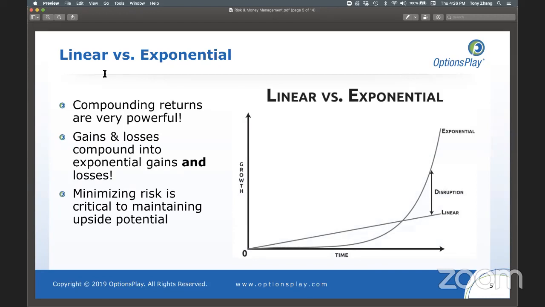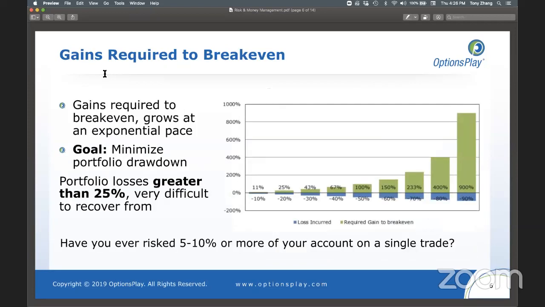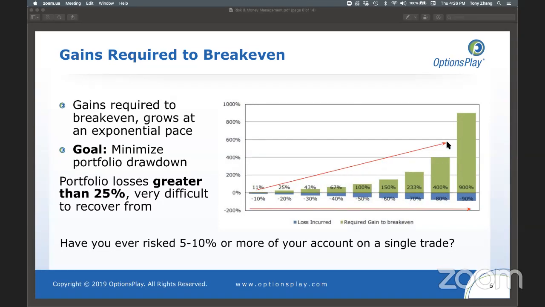So once we understand the linear and exponential function difference, we want to take a look at some of the math behind this. The first one I want to look at is the gains that are required to get back to break even after a loss. If you have a loss, how much does it take to get yourself back to break even? What I have here on the chart is simply the loss that you incur in your portfolio on the bottom versus the amount that is required to get yourself back up to break even after a large loss. As you can see here, the gains that are required to get yourself back to break even get exponentially larger as you go further along.